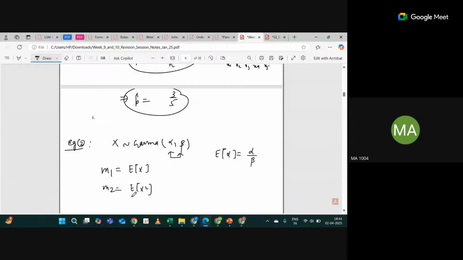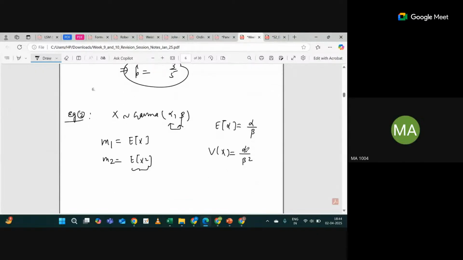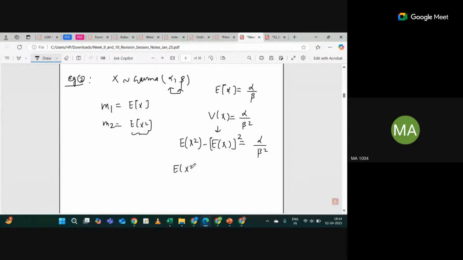How will you find the expected value of x square? What is the variance of x? Alpha divided by beta square, right? I think yes, you can cross check whether it's correct or not, but I think it's correct. From here only you can see the variance of x is the expected value of x square minus the expected value of x whole square. This is defined as alpha by beta square. And what is the expected value of x square? You can find alpha by beta square plus the expected value of x whole square, that means alpha square by beta square.